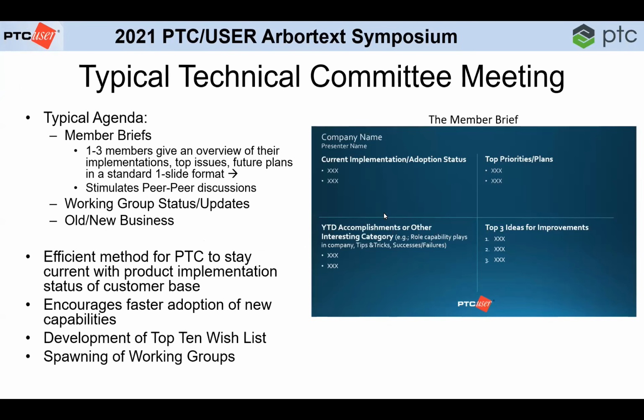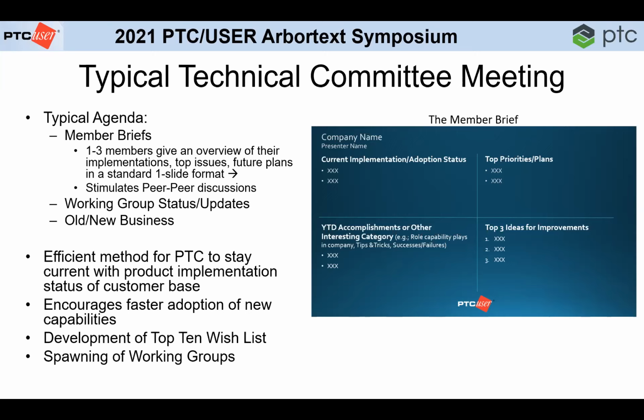Okay, so a typical technical committee meeting. What we typically try to do is have a member brief. This helps everybody get to know one another. We'll try to have between 1 and 3 members give an overview of their implementation. We follow this standard format: we talk about the implementation, their top issues, and future plans, in the standard format that you can see on the right-hand side. And again, this is really to spur the conversation.